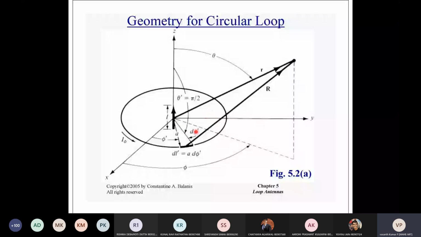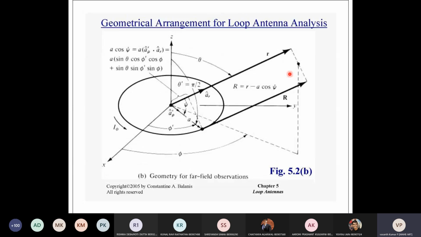This is in the z equal to 0 plane. Forget about this arrow for the time being. So you understand this diagram, the geometry for the circular loop, right? Okay, we'll go to the next slide.